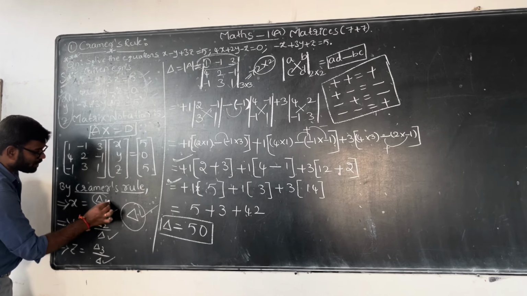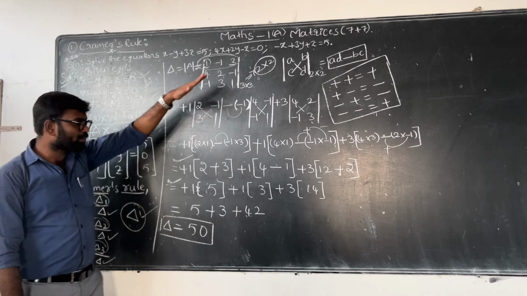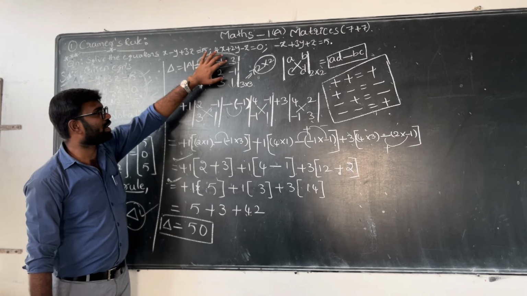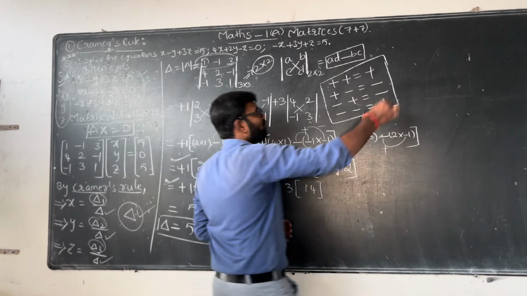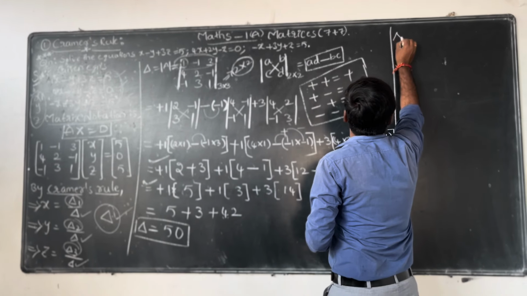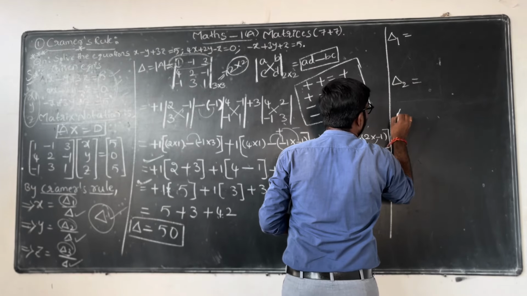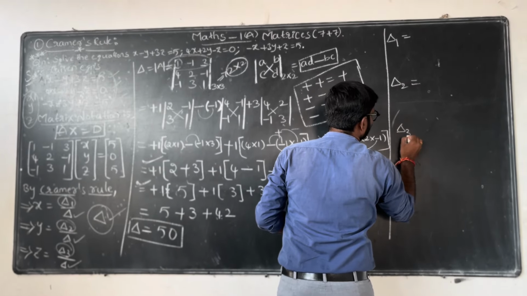Next you need to find out delta 1, delta 2 and delta 3. Same procedure, but first you need to write down the determinant matrix for delta 1, delta 2 and delta 3. So here observe delta 1, delta 2 and delta 3.